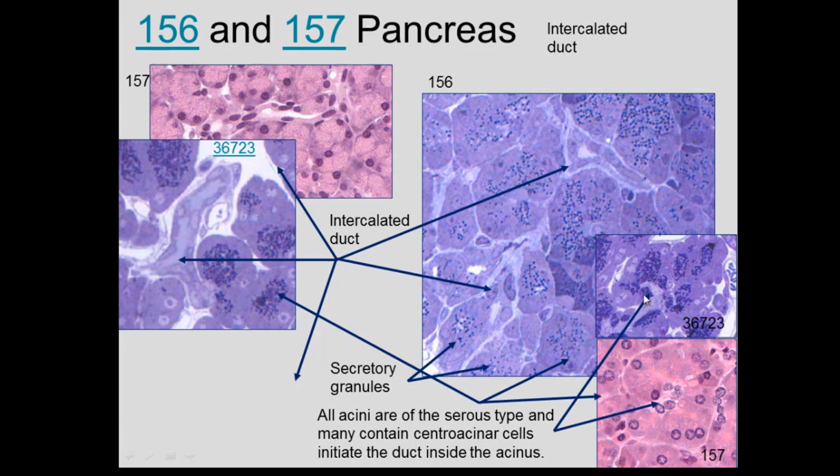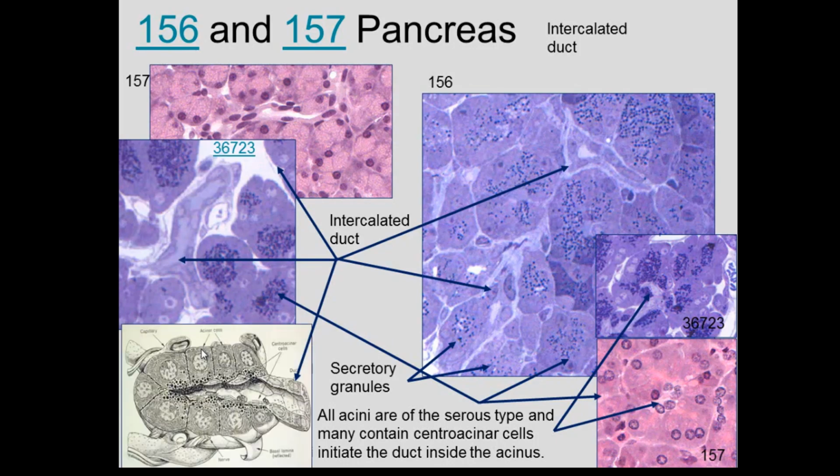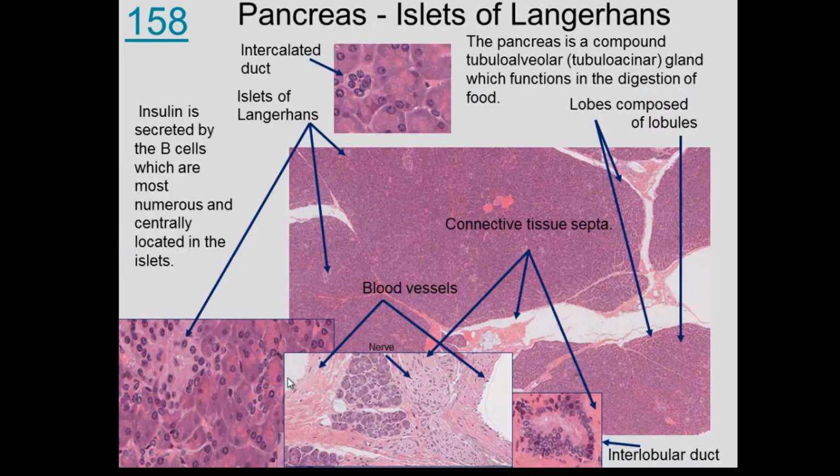You can also see the central acinar cells. You can see these cells here, actually, they're inside an acinus, but they're starting to form a duct. And here we can see an acinus, the cells starting a duct that continues there. Here we can see the central acinar cells inside the acinus, and then this is an intercalated duct that appears there.